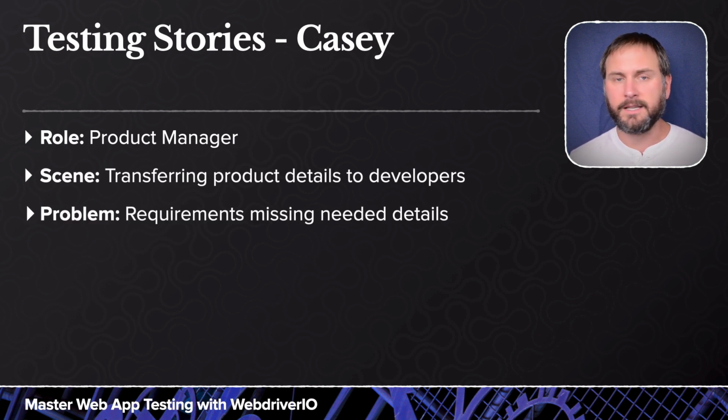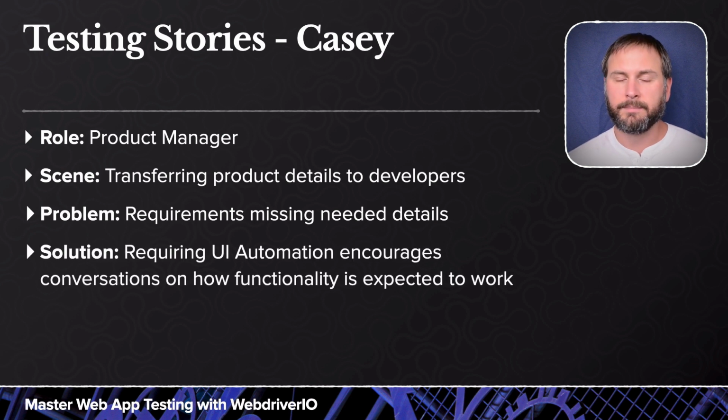This means developers can make the wrong assumptions during development, which is only discovered by Casey during project demos. By adding automated tests to the mix, developers and project managers are pushed to have regular conversations on the desired effect of the functionality, resulting in fewer confusion later on.